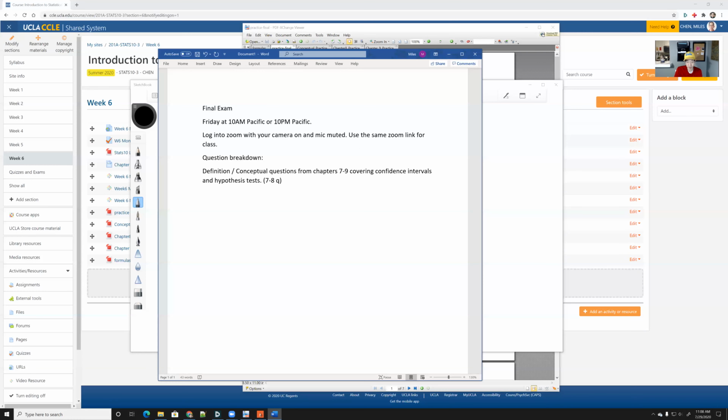And then we'll also have maybe around 3 questions from the journal article. And then maybe around 3 questions or so covering conditions to use the central limit theorem.